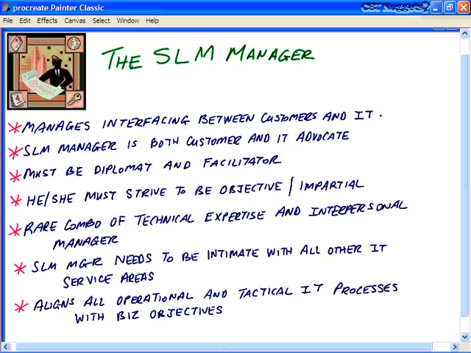So they are an interface. They are a liaison between IT and customers. Remember the customer here, this is a different kind of term than the customer, the person who walks into a 7-Eleven, for example. Now, the SLM manager is an advocate for both the customer and IT. So they walk a very fine line. They're almost like a real estate agent who is a broker representing both a buyer and a seller, which, as we know, can be fraught with all kinds of problems.